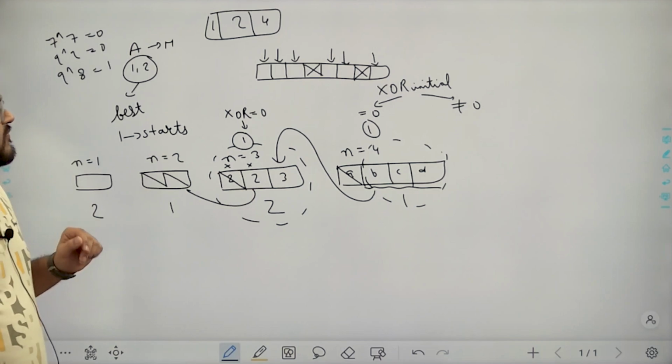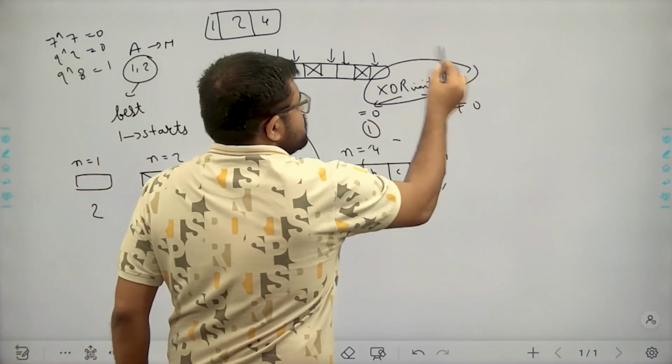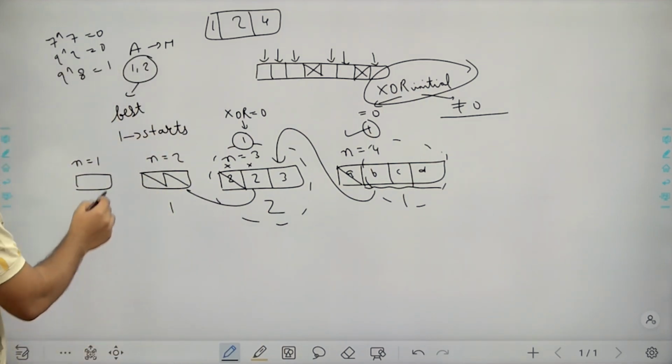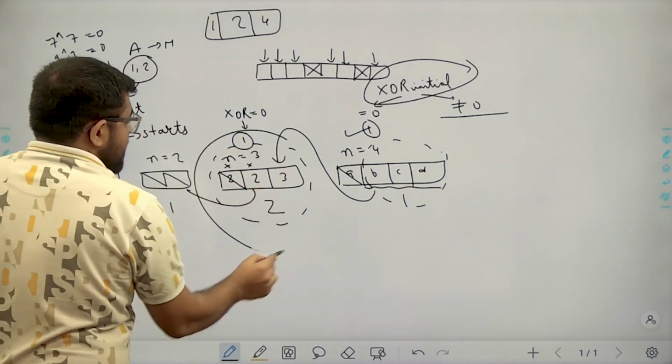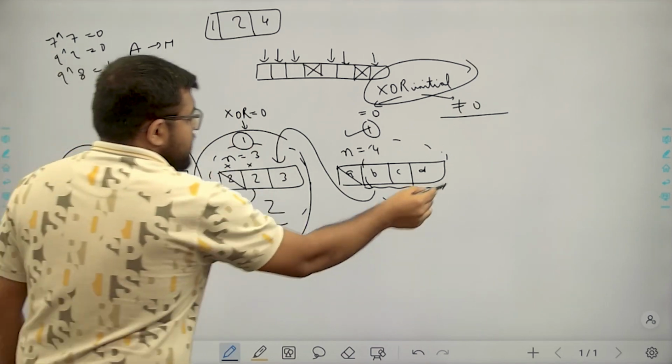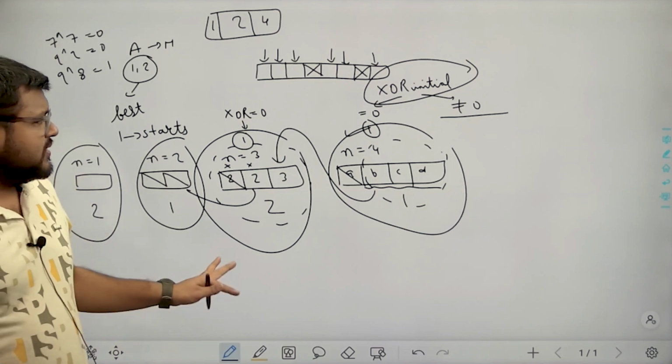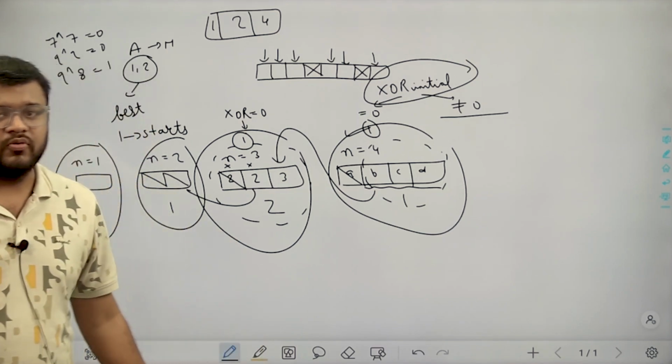So what is the pattern we are getting? If the initial XOR is 0, player 1 will win. If the initial XOR is not 0, if the array size is odd, player 2 will win. If the array size is even, player 1 will win. Now the implementation is quite simple, but let's have a look at it once.